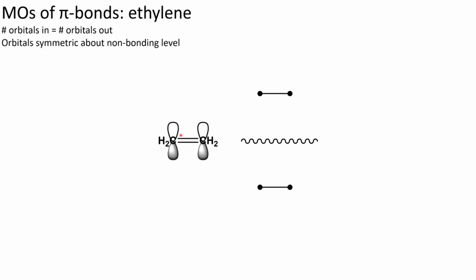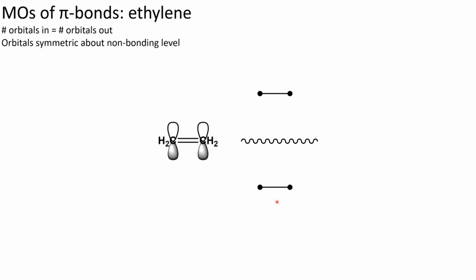It's the relative energy of the individual carbon atoms had they not formed a bond. So 2 atomic orbitals in, 2 molecular orbitals out. They are symmetric about the non-bonding level. Just to orient you to the picture here, the squiggly line is our non-bonding level. The dots represent the carbon atoms, and this line, you could think of it as the sigma bond, but really it's just the spacer connecting the carbon atoms. It's not that important.